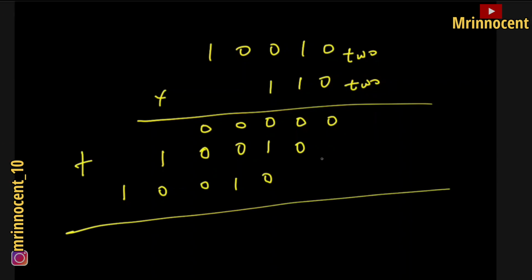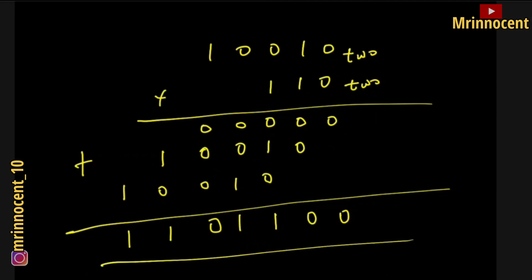You add. Bring down 0, 0 plus 0 is 0, 0 plus 1 plus 0 is 1, 0 plus 1 plus 0 is 1, 0 plus 0 is 0, 1 plus 0 is 1. Bring down 1. So we have 1 1 0 1 1 0 0, all in base 2.